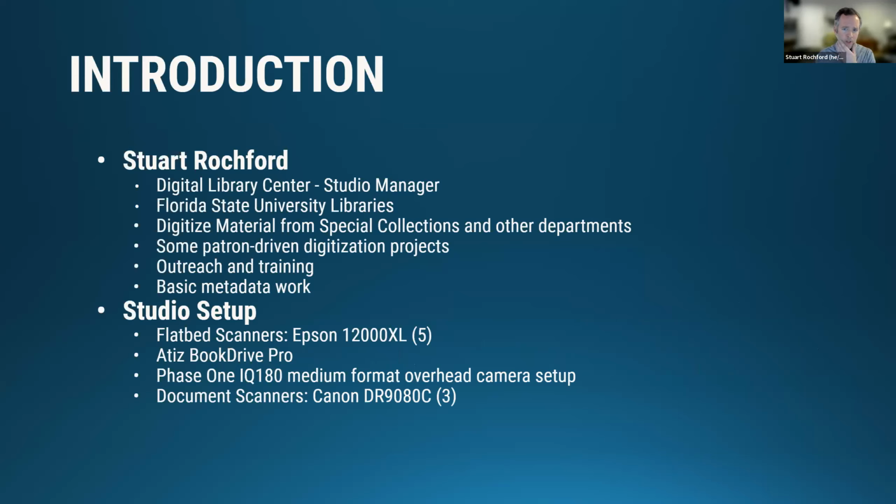So there's my brief introduction again. I'm not going to go over too much because we don't have too much time, but I will talk a little bit about our studio setup and what kind of equipment we use in our studio. We have a few flatbed scanners, mostly Epson 12000 XLs, and we have an Atiz Book Drive Pro, which is specifically built to handle book scanning. And we have a Phase One IQ180 medium format overhead camera setup, which helps with handling most of our oversized material. We have a couple of document scanners as well, but those are mainly used for in-house paperwork, HR stuff, nothing that we would ever run our archival material through. And we'll go over all this in just a little bit.